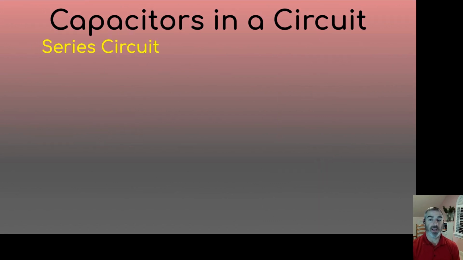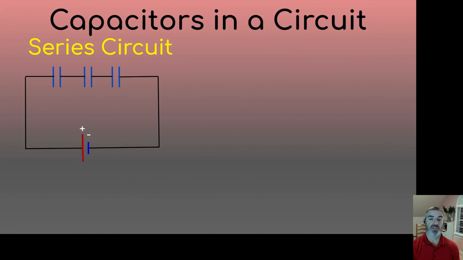So in a series circuit, we have capacitors set up with only one path to take from the battery through to the negative side of the battery, and three different capacitors each are going to measure three different changes in potential across those plates.